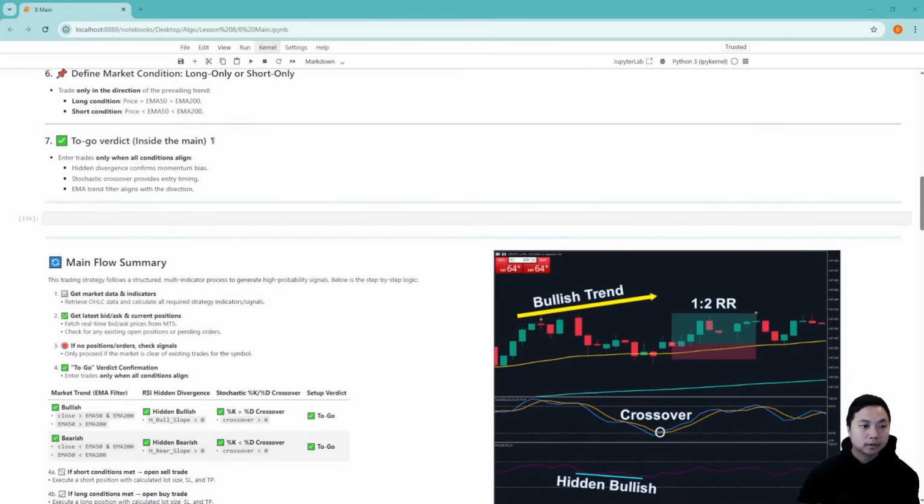Now we are at the final piece. That is the go verdict. That is inside the while loop, inside the main loop. This is where everything comes together inside the main loop, and then the algo decides whether or not we take the trade.